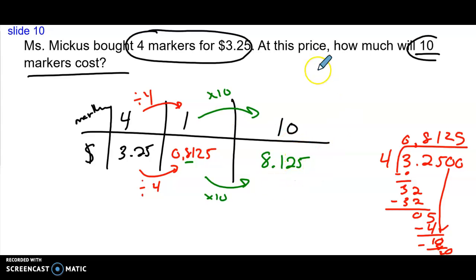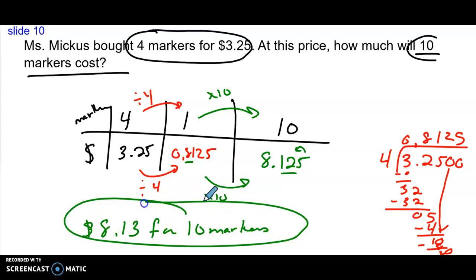Well, how much money is that? 10 markers? Well, normally it's only 2 places past the decimal. So that'd be $8.12. But the 5 tells the 12 to round up to 13. So it will cost $8.13 for 10 markers.